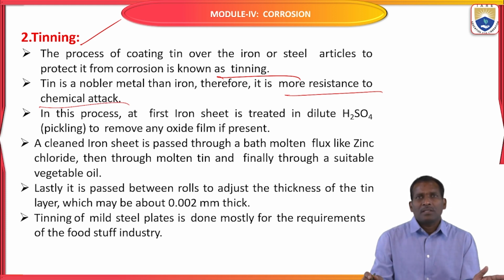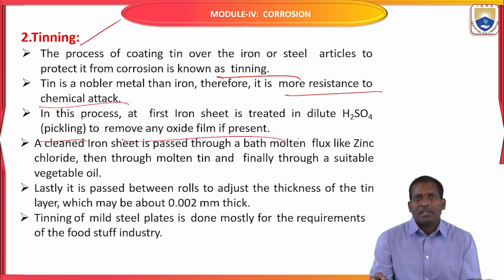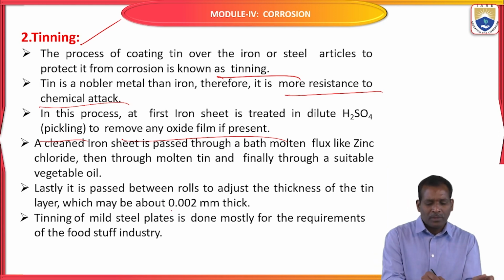In this process, at first the iron sheet is treated with dilute H2SO4 pickling to remove any oxide film present, same as in the galvanizing process. The clean iron sheet is passed through a bath of molten flux like zinc chloride, then through molten tin, and finally through a suitable vegetable oil. Finally, it is passed between rolls to adjust the thickness of the tin layer, which may be about 0.002 mm thick.